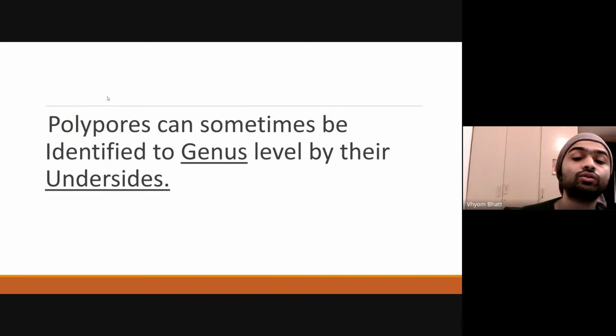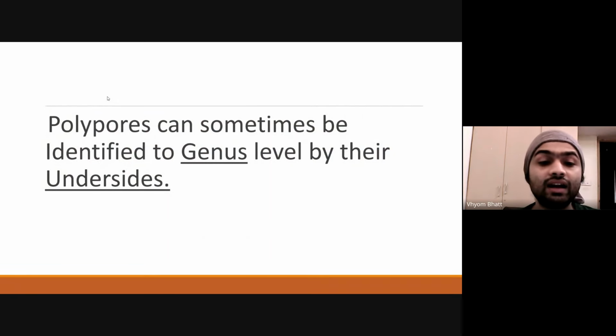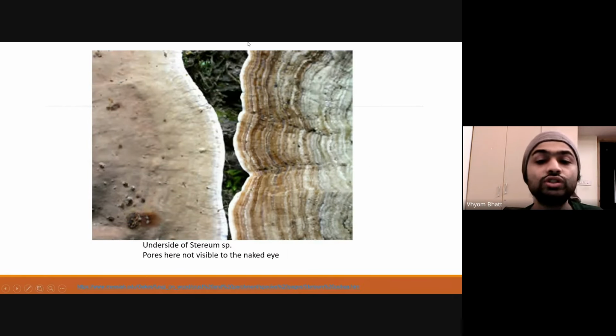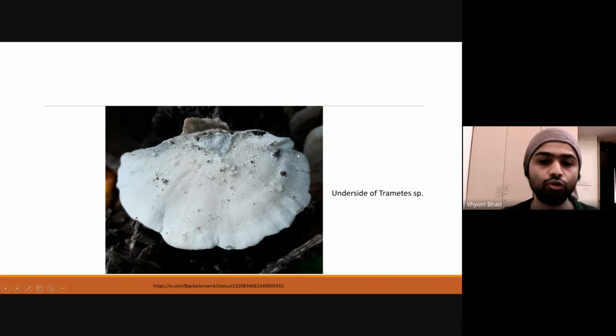Polypores can sometimes be identified to genus level, not always, by their undersides. So if you see, on the right is the top side of a Stereum, on the left it is the underside of a Stereum. It has a slightly off-white color, and pores are not visible to the naked eye. Someone also saw it under a microscope, not very high magnification, I think 10x or something like that, and they could not see pores. So if you don't see pores, it is generally a Stereum species. But if you see something like this decoration with pores, then you can call it Trametes.